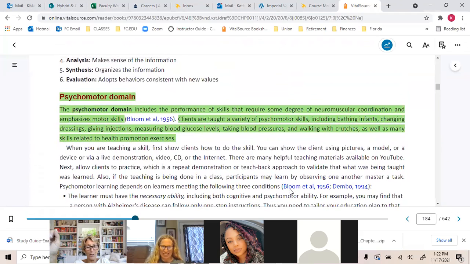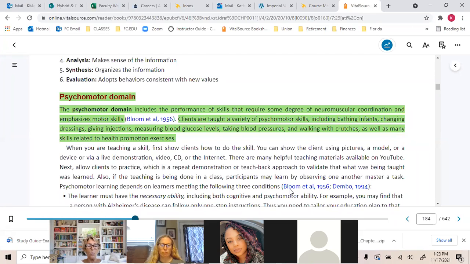So you can only spend so much time. Psychomotor includes performance of skills that require some degree of neuromuscular coordination. So this is that teach back. You teach a client, you're doing home visits, you teach a client how to change their dressing, right? Then you want them to demonstrate that back to you, right? Or the other examples in the book are teaching a new mom how to bathe an infant, and then she'll bathe the baby so you can watch. It's called the teach back method. Changing dressings, giving injections, monitoring blood glucose levels for diabetic patients.